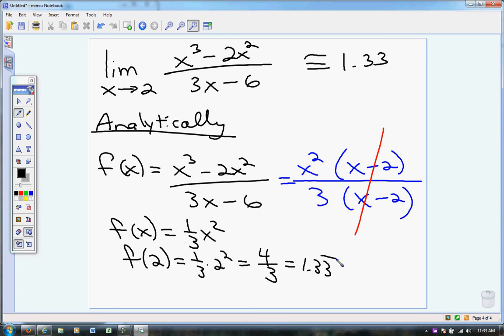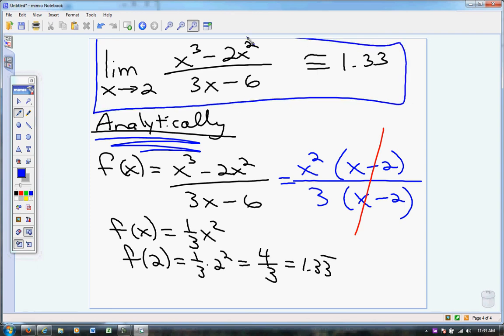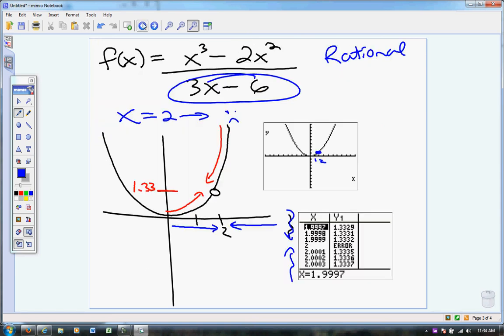That is the analytic argument for this statement up here, for saying that the limit of that function, as we get really close to 2, now not all the way to 2, because at 2 it's undefined, right? At 2 there's an error. But as we get really close to 2, this function gets really close to 1.33. And that is the first concept of a limit.